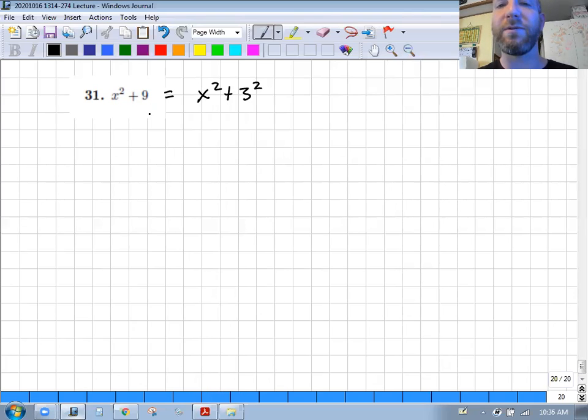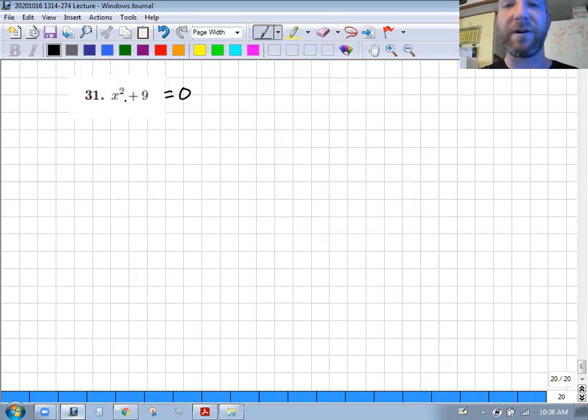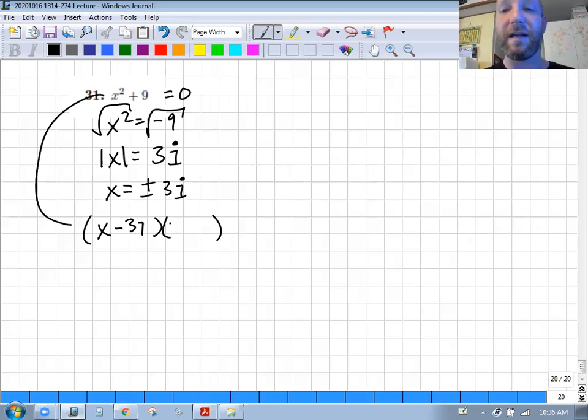But what if we threw in an i in here, right? Let's say if we set this equal to 0, and we found our solutions, we'd get x squared is a negative 9. And if we square rooted both sides, we get the absolute value of x. The square root of 9 is 3, but that negative sign gives us an i, right? x is positive negative 3i. So if we're going to factor this, we'd have an x minus 3i and an x plus 3i.